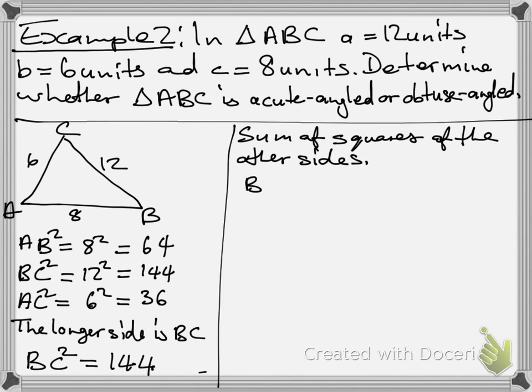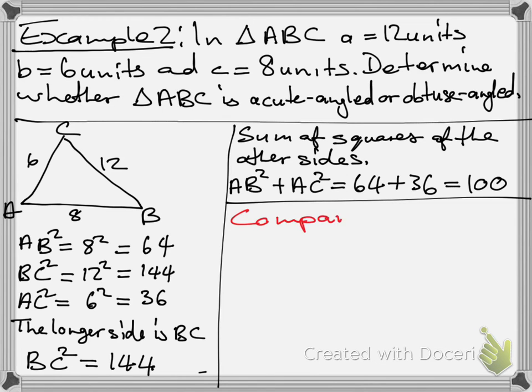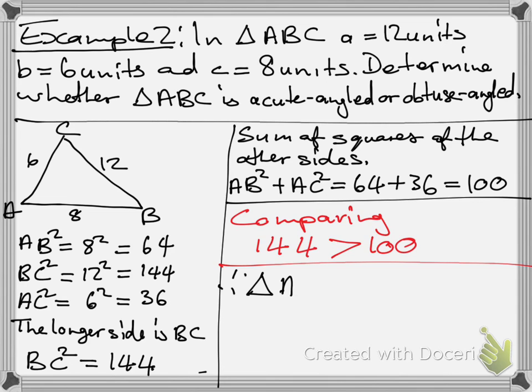And then the sum of squares of the other two sides will be AB squared plus AC squared, which will give us 100. Now comparing the two, we can see that the square of the hypotenuse, which is 144, is greater than the sum of the squares of the other two sides. From this, we can conclude that triangle ABC is obtuse. Okay.